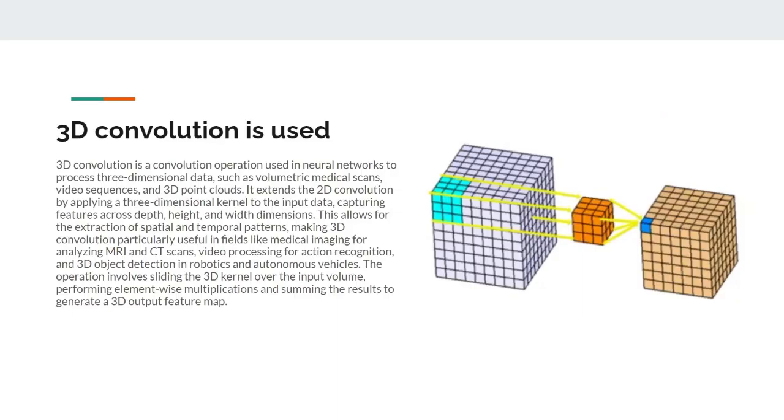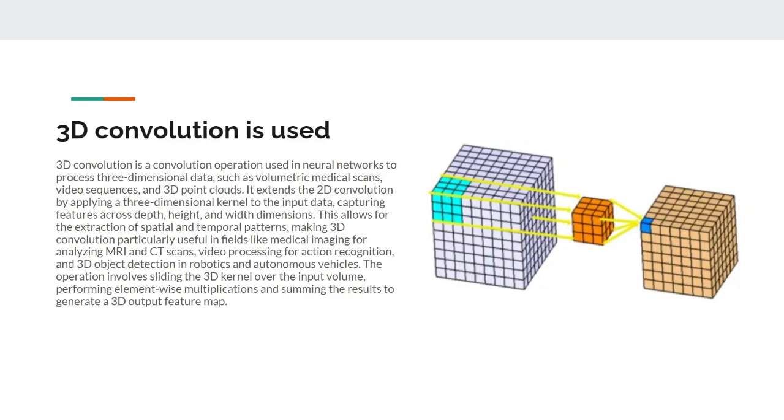So why are we using 3D convolution? First of all, 3D convolution is a convolution operation using a neural network to process three-dimensional data. We begin with a video of an individual represented as a 3D volume or sequence, where a random portion of these frames is masked, and each frame is initially 64 by 64 pixels.